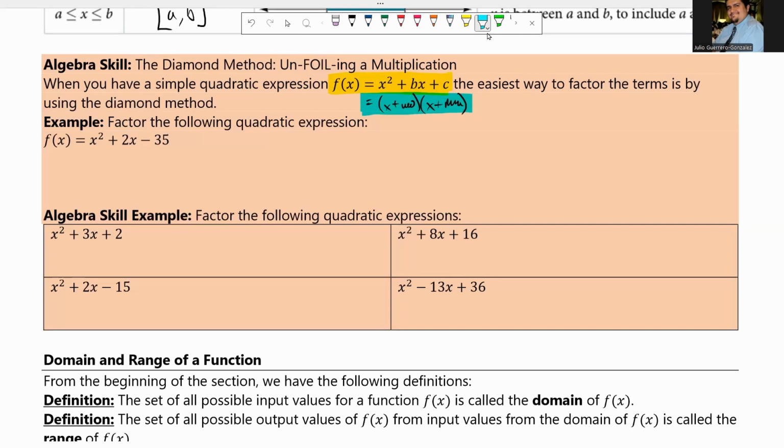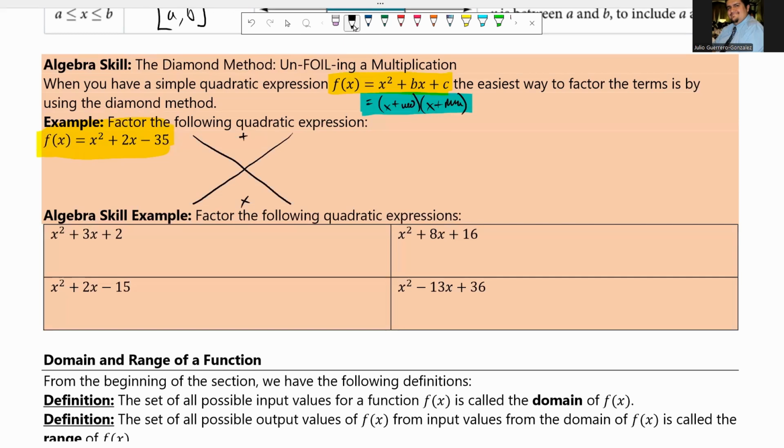As just a procedure, let's go ahead and do this. Suppose we had this. What is the unfoiling? What do we have to multiply together in order to get this back? This is where we employ what's called the diamond method. Now there's different names for it. Some people call it the box method. Some people call it the diamond. Whatever you remember from high school, go ahead and use it. But I'm going to cover it, and I'm going to call it the diamond method in class.